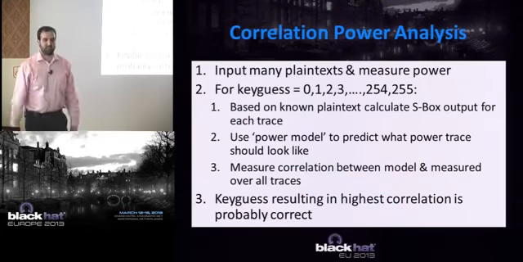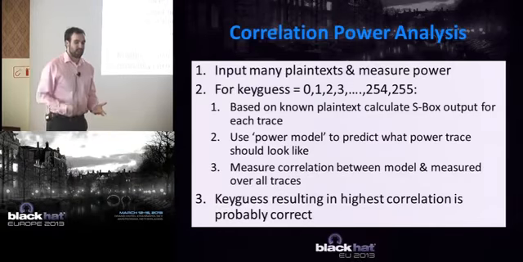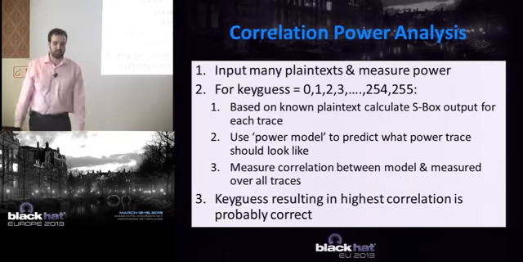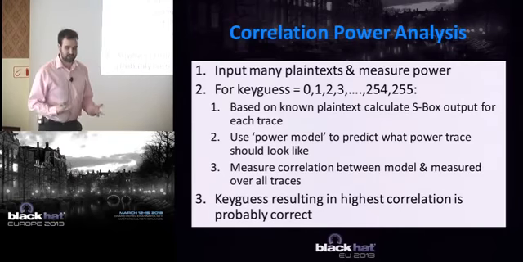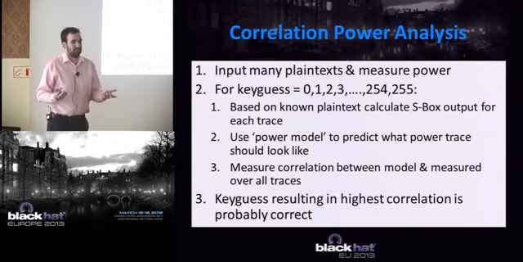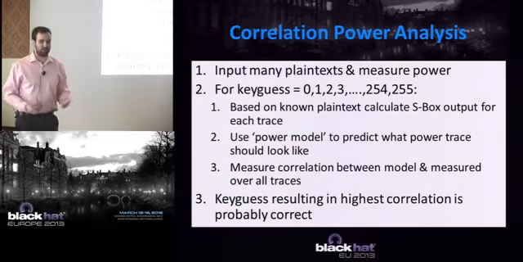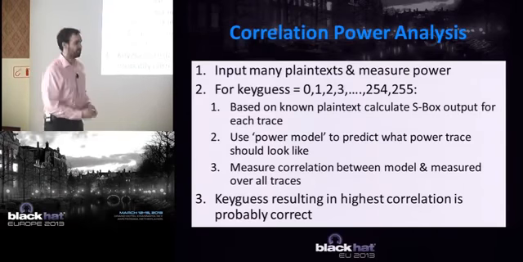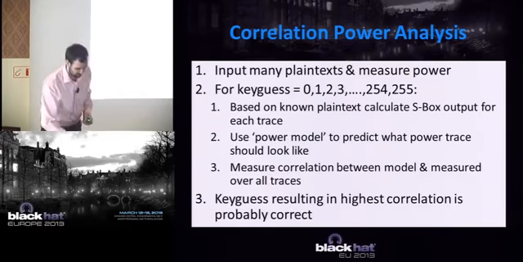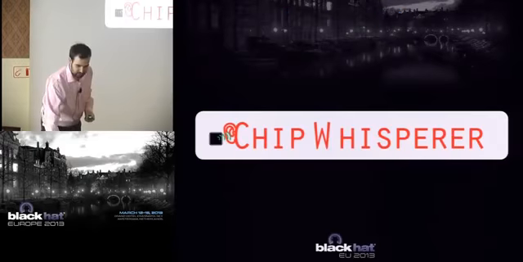If you wanted a simplified algorithm, it would look something like that. We input many plaintexts, we measure the power, and for each of the possibilities of the keys, for each of those 16 bytes, we calculate the S-box output. We use the power model, so the Hamming weight or Hamming distance, to see what the power trace should look like. Should we have more power, less power? And we measure the correlation between the two. Whichever of those 256 key guesses had the highest correlation, we say, well, that was probably correct. And again, there's the AES.